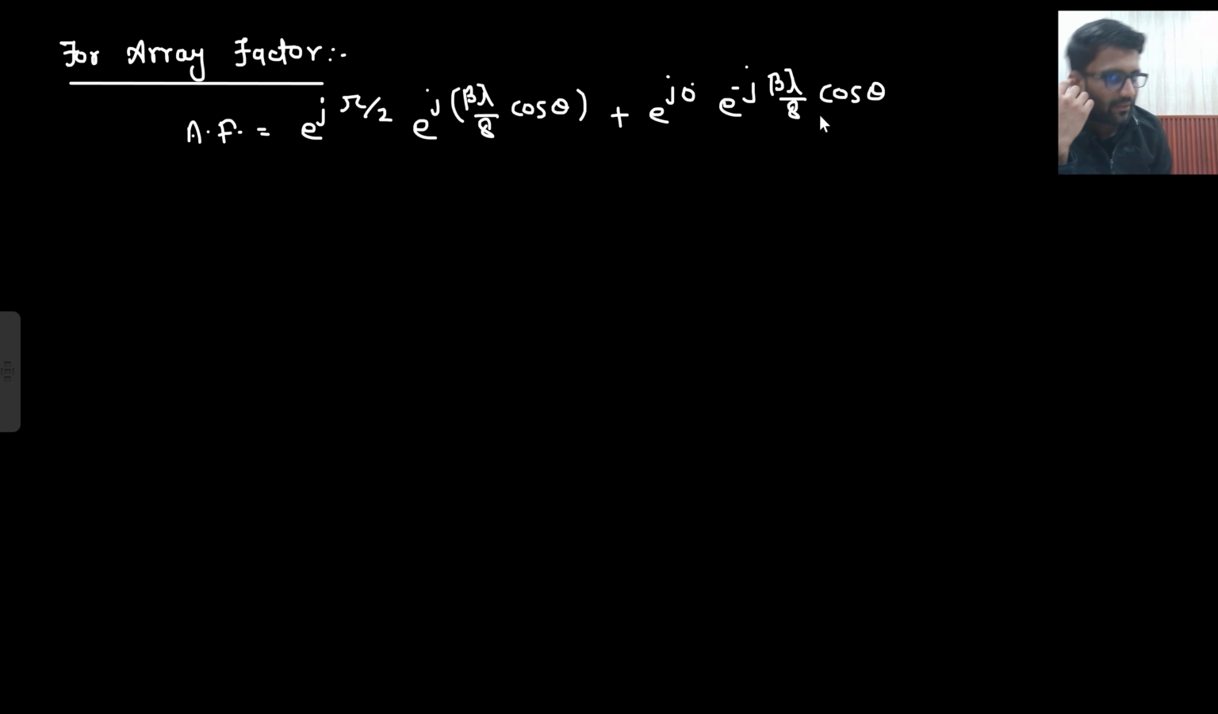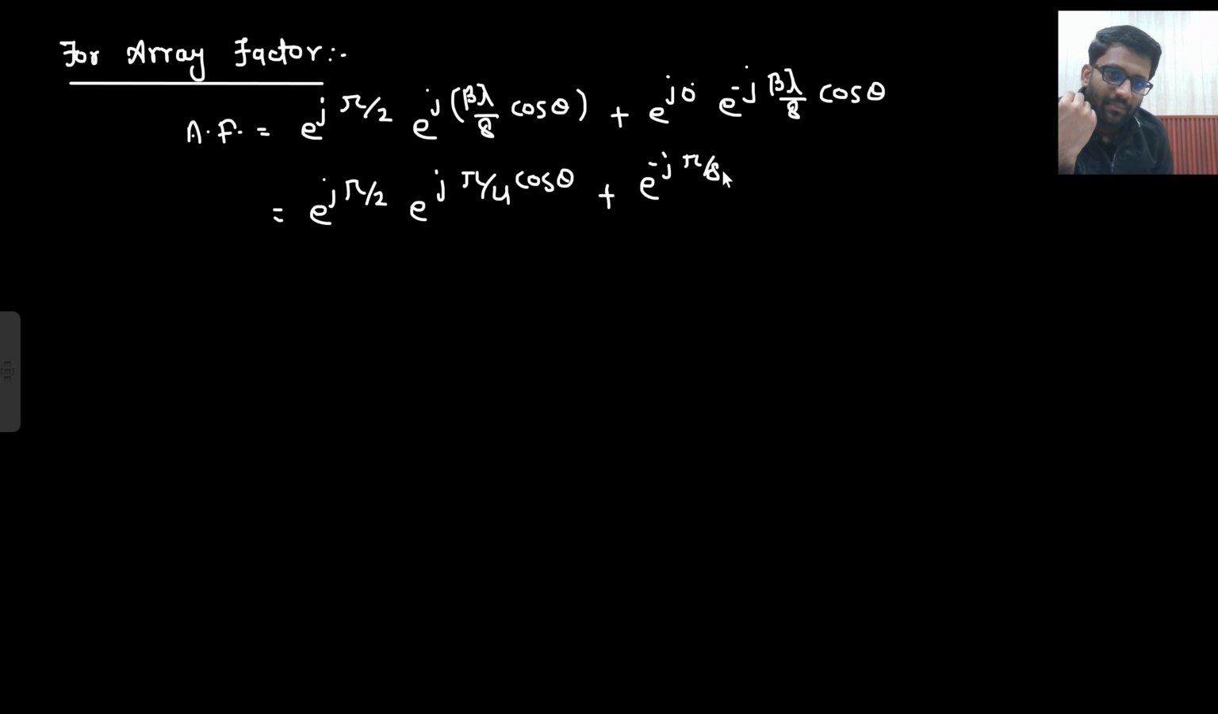So that is e to the power j beta lambda by 8 cos theta, plus this one having a phase of 0, e to the power j beta lambda by 8 cos theta with a minus sign. What is the value of beta lambda? 2 pi, so pi by 4 you will get here. Pi by 4 cos theta, plus e to the power minus pi by 4 cos theta. What I need to write down now?